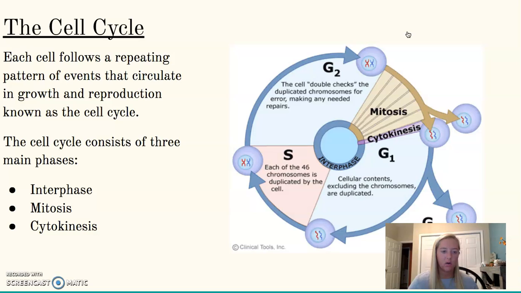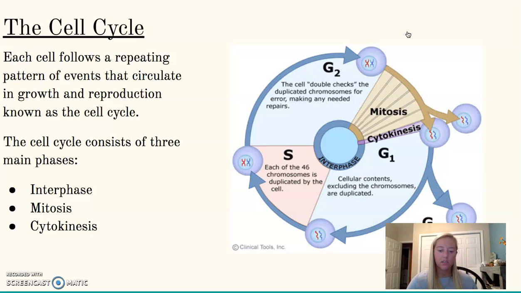So just a general overview of the cell cycle. Each cell follows a repeating pattern of events. So the gap 0 phase is sort of out of the cell cycle. It can return, but it doesn't actually. So that's why we chose to define the cell cycle now. Each cell follows a repeating pattern of events that circulate in growth and reproduction. So this circle chart that you're seeing on the board is actually what a cell does again and again and again until it either dies or it enters the gap 0 phase where it stops.